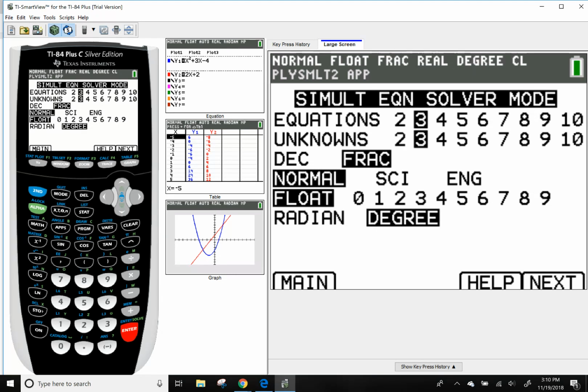Now it's going to ask us how many equations we have and how many unknowns or variables we have. We have 3 equations that we just had in our system, and there are 3 unknowns, meaning x, y, and z. So those are unknowns, like variables. How many variables do you have? So we have 3 equations, 3 variables that we have to solve for. So make sure that you've selected 3 and 3, and then hit next.